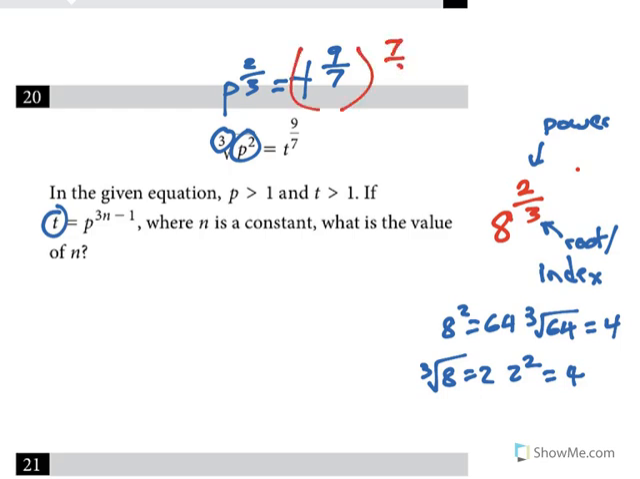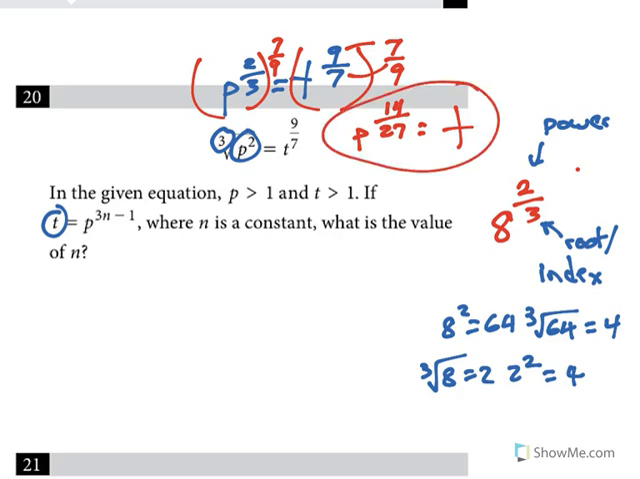So I'm going to raise both sides to the reciprocal of the exponent, right? Because when we raise a power to a power, we multiply the powers, and I know the product of anything and its reciprocal is 1. So on the right side, t to the 9/7 to the 7/9 is just going to be t to the 1st. Now on the left side, I'm going to get p to the 14/27. I say, whatever, not satisfying yet.